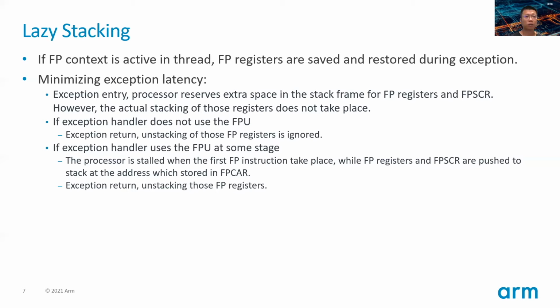If the exception handler doesn't use FPU, during the exception return, unstacking of those FP registers is skipped. If the exception handler uses FPU at some stage, the processor state is restored when the first FP instruction takes place, while the FP registers are pushed to the stack at the address which is stored in the floating-point context address register. And during exception return, those FP registers are unstacked accordingly.